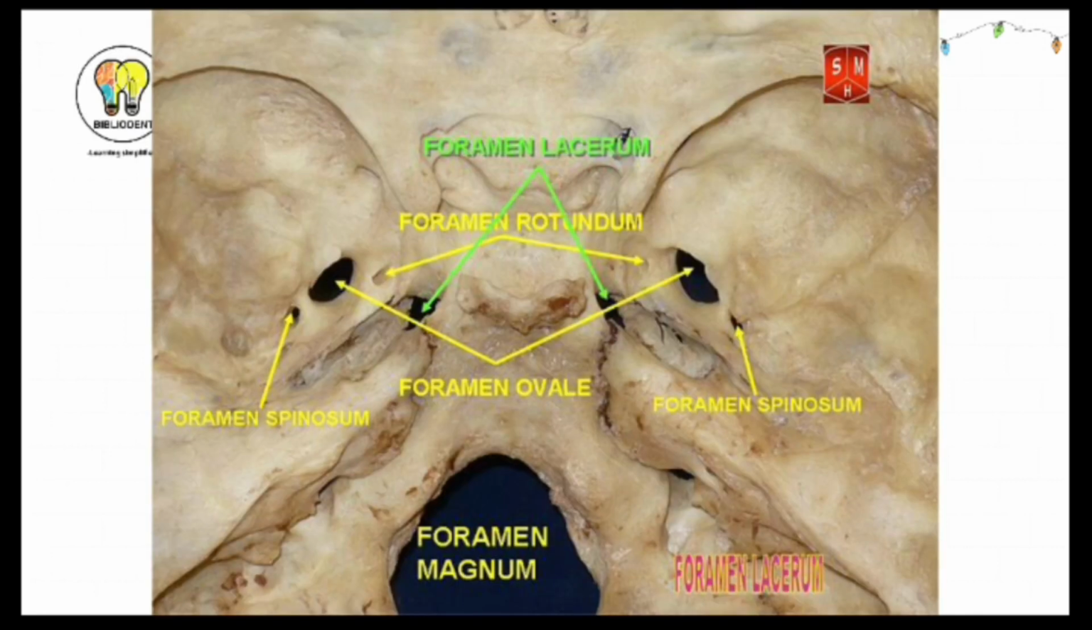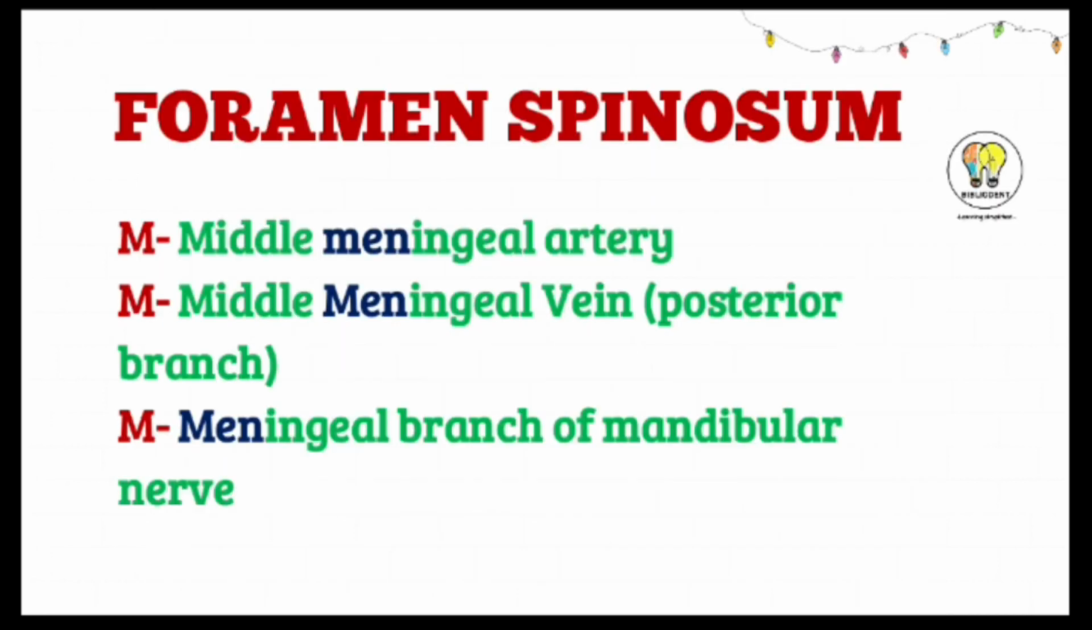Foramen Spinosum, you can see below Foramen Ovale. Here you can see Foramen Spinosum. The structures passing through Foramen Spinosum can be remembered by remembering men. Earlier it was male, Foramen Ovale. Now here remember men. Everything has meningeal in it. So middle meningeal artery, middle meningeal vein, and meningeal branch of mandibular nerve.